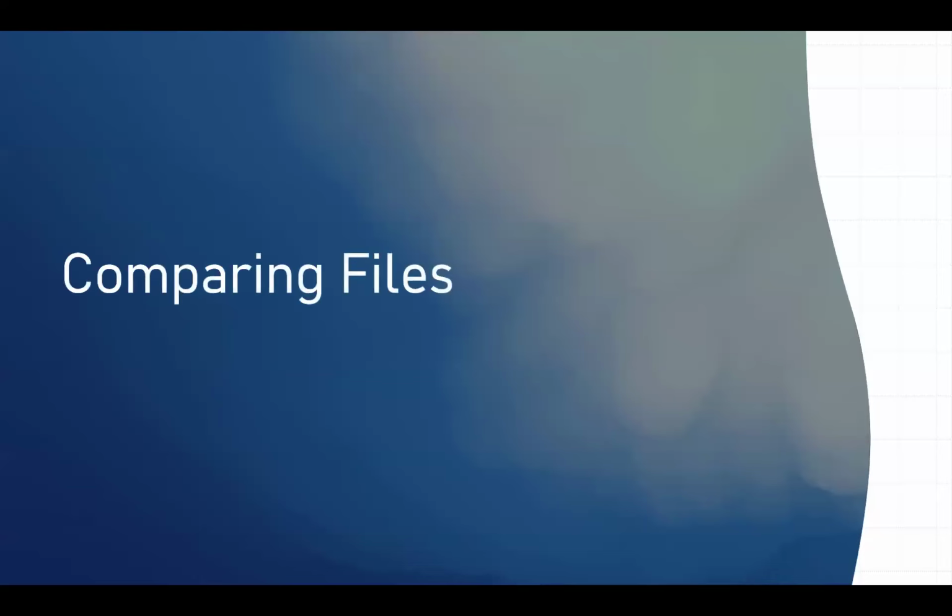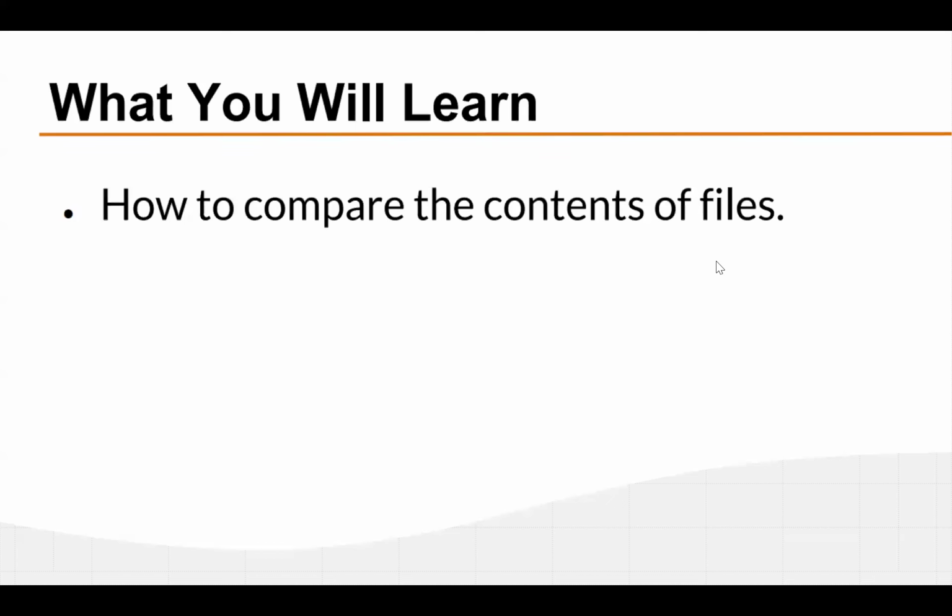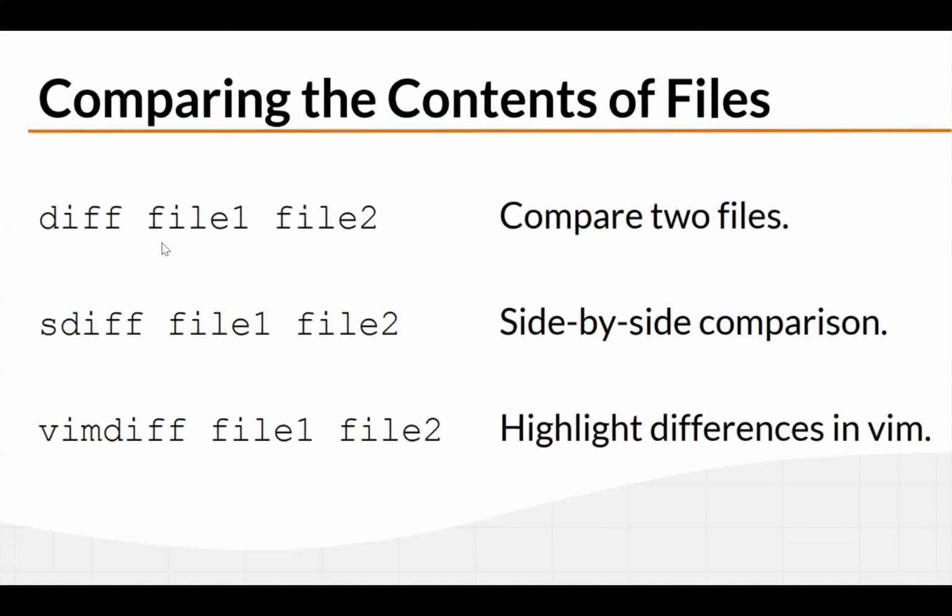In this lesson, we'll cover how to compare the contents of files. If you want to compare two files and display the differences, you can use diff, sdiff, or vimdiff. The diff command will display the differences between two files, while the sdiff command will display the differences with file 1 on the left side and file 2 on the right side. Vimdiff will use the Vim editor to display the differences between two files.